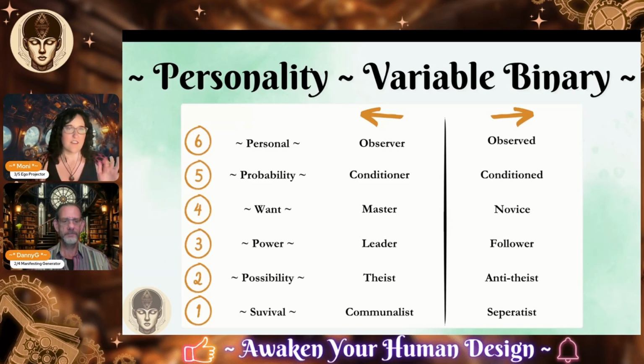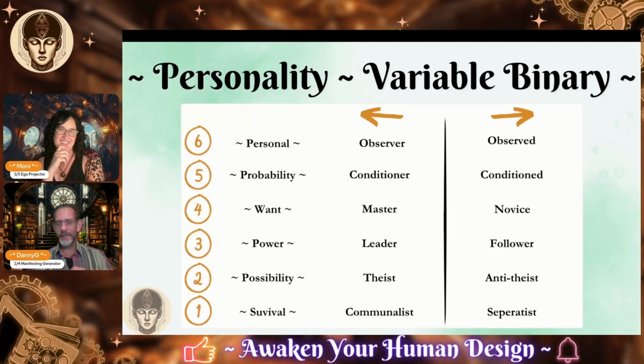On the left, we have our numbers 1 through 6, which are our perspectives. And depending on whether it's the left arrow or the right arrow, there's this variable binary situation. Each one is kind of like opposites, right? So survival is communalist, separatist. The possibility is theist, anti-theist. So each of these perspectives, and next week with the motivations, will also have this added layer of the variable binary.